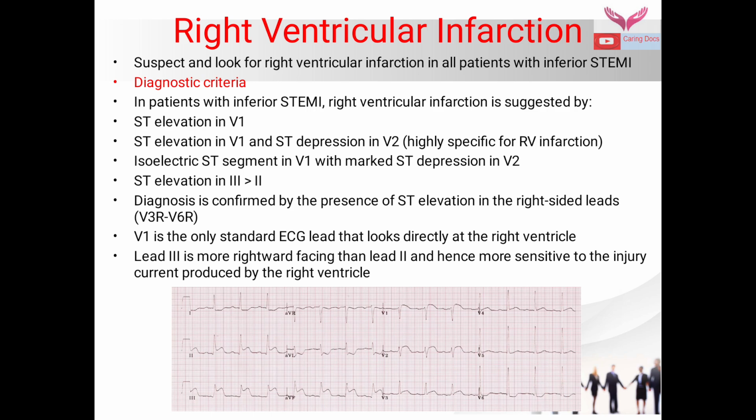We should always suspect and look for right ventricular infarction in all patients with inferior wall ST elevation MI. The diagnostic ECG criteria: in patients with inferior ST elevation MI, right ventricular infarction is suggested by ST elevation in V1 and ST depression in V2. This is highly specific for right ventricular infarction.